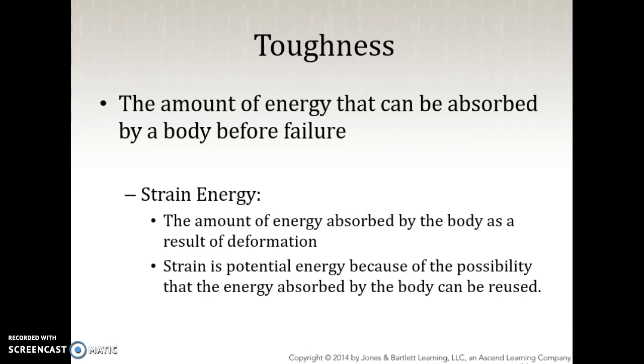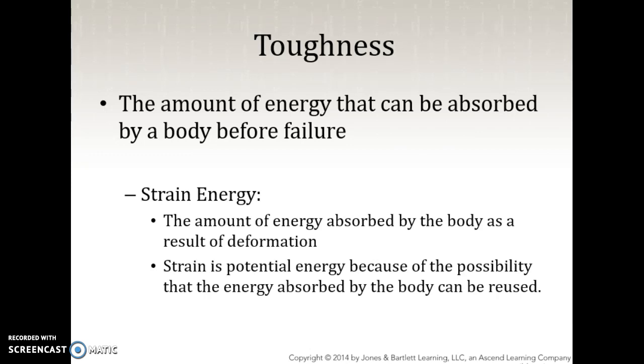Toughness is the amount of energy that can be absorbed by a body before failure. We talked about this last class with strain potential energy. Strain energy is potential energy because of the possibility that the energy absorbed by the body can then be reused, just like when we land and then go to jump, our tendons develop strain potential energy.